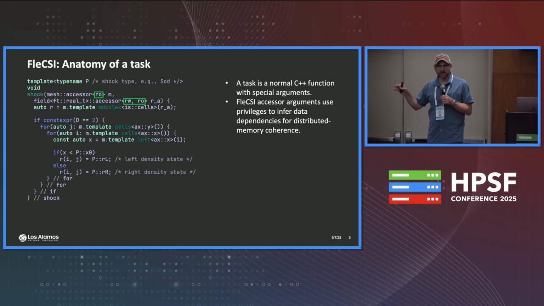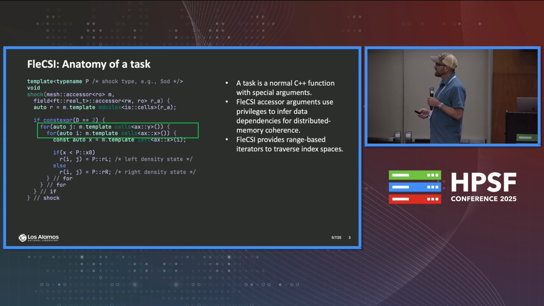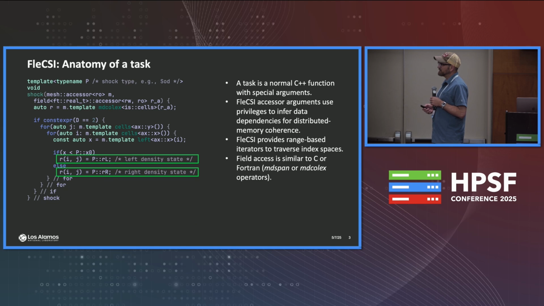In our case, tasks are fairly coarse-grained. This is something where you would be doing quite a lot of work, and it can be distributed across different nodes. We have range-based iterators for the normal thing, and this is one of the main reasons why we have our Kokkos abstraction: to maintain our ranges interface. Field access is just like C or Fortran, depending on whether you use our mdspan or mdcolex access.